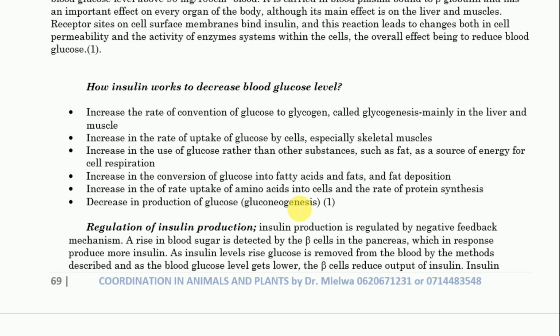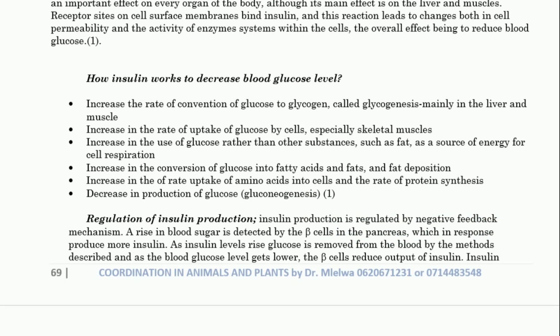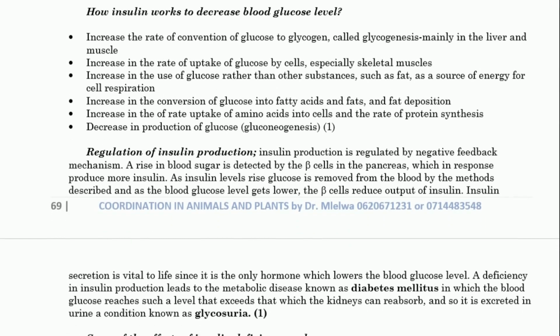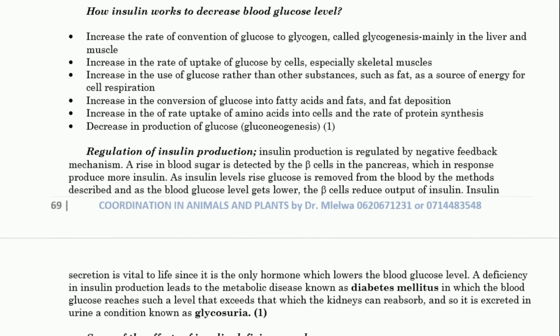Kwa hiyo unaweza kuona kwamba mechanisms they are many, of course, sio kama zile tu ambazo tumeshazifahamu kwa O-level. Mechanisms they are many, and knowing these mechanisms is very important, kwa sababu nilikwambia this is one among the questions ambayo walimu wanauliza direct. And about the regulation of insulin production.